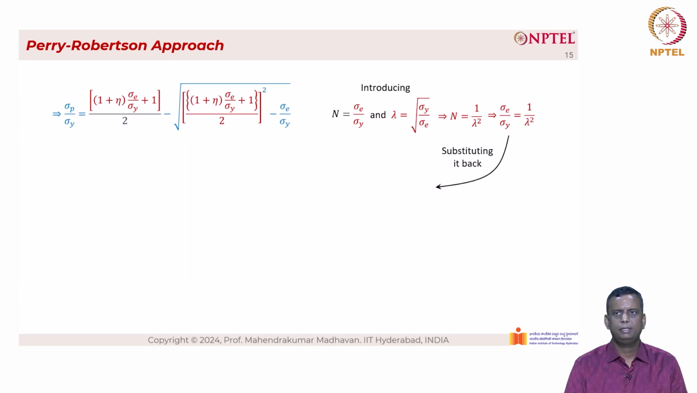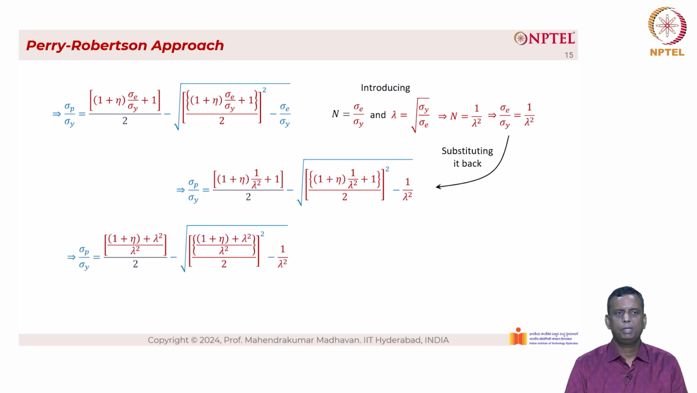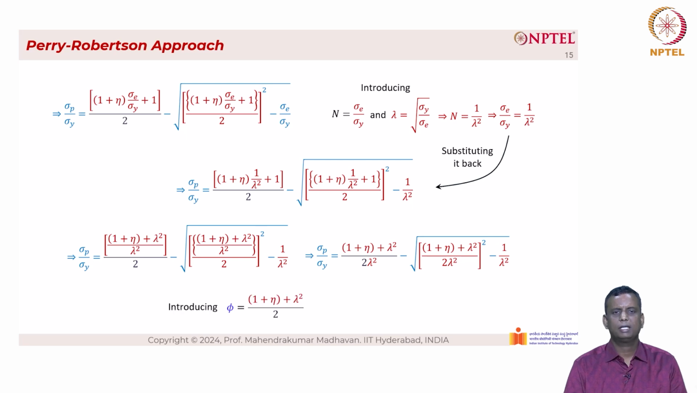Now substituting it back in the equation, we have σ_P/σ_y equal to [(1 + η)(1/λ²) + 1]/2 minus the root of [((1 + η)(1/λ²) + 1)/2] the whole square minus 1/λ². So we have now σ_P/σ_y equal to (1 + η + λ²)/2 minus the root of [(1 + η + λ²)/2] the whole square minus 1/λ². We can further simplify this as you can see from the right hand side of the equation. The equation can be kept in a concise form by introducing the term φ, where φ equal to (1 + η + λ²)/2.